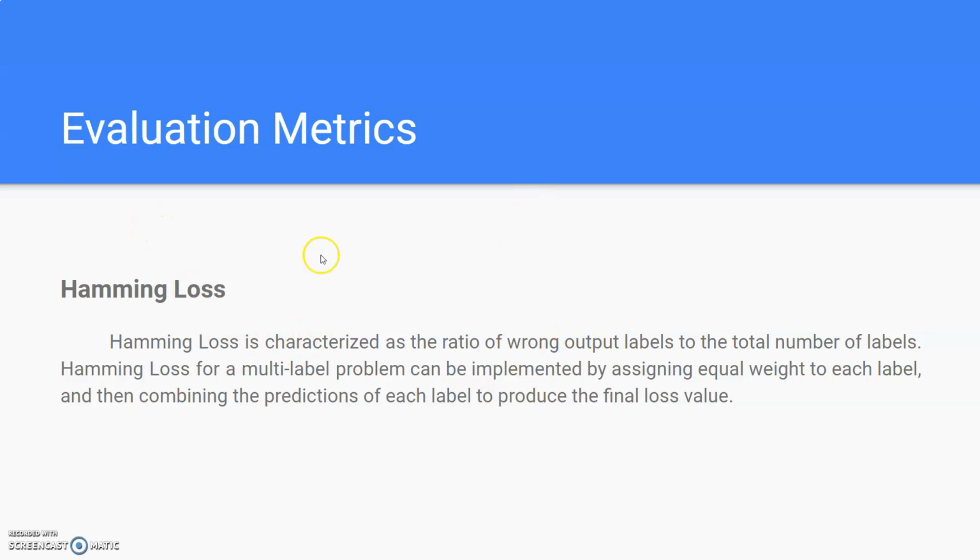Talking about Hamming loss, it is characterized as the ratio of wrong output labels to the total number of labels. So, for example, if you have 100 labels, and out of that 5 are wrong, then Hamming loss would be 5%, 5 by 100. Hamming loss for a multi-label problem can be implemented by assigning equal weight to each label, and then combining the predictions of each label to produce the final loss value.